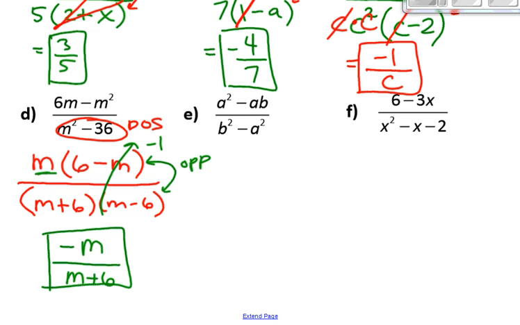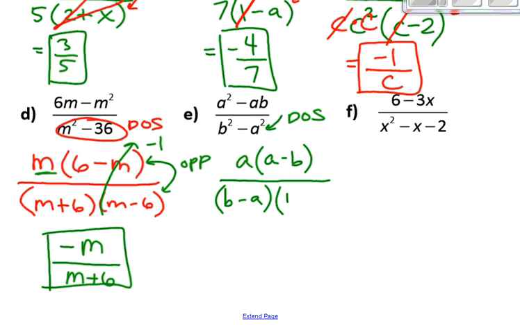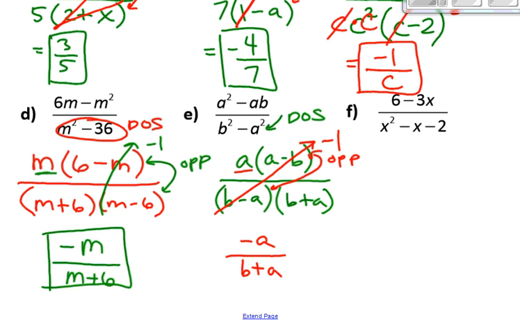Okay? All right, for part E, in the numerator, we have a squared minus ab, so a is in common, leaving us with a minus b. In the denominator, that's actually a difference of squares, b squared minus a squared. So when I do that, you have b minus a times b plus a. Now notice again that a minus b and b minus a, those are opposites. So when they cancel out, we're left with negative 1. Negative 1 times a is negative a over b plus a.